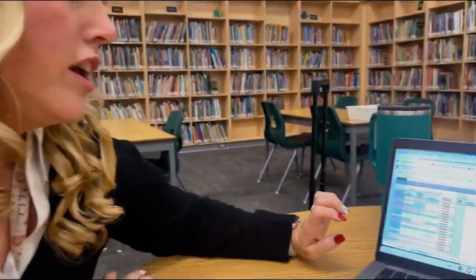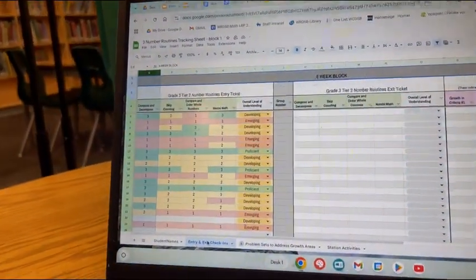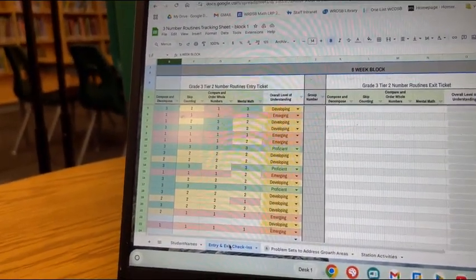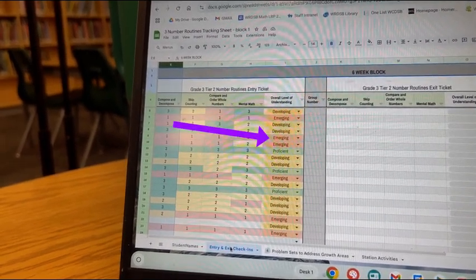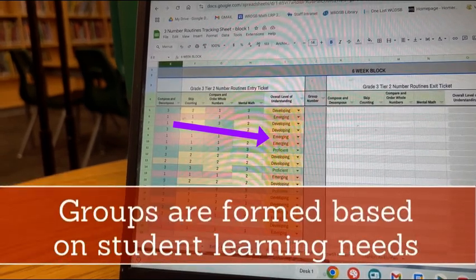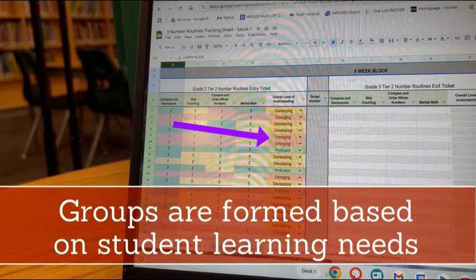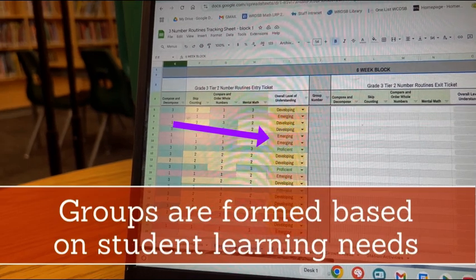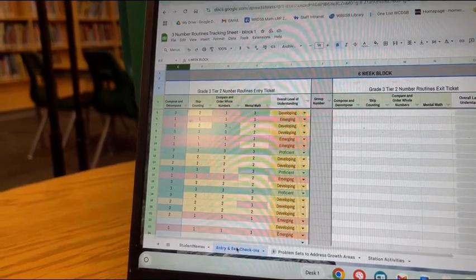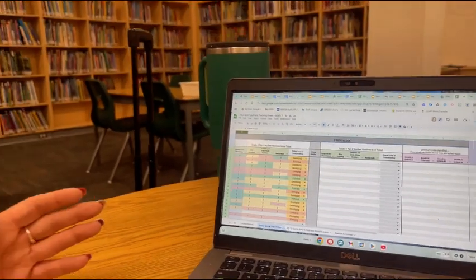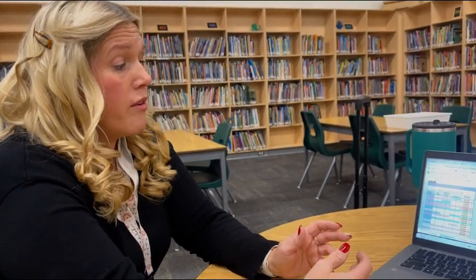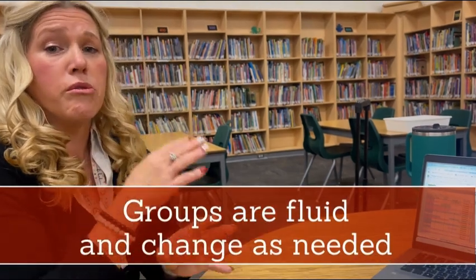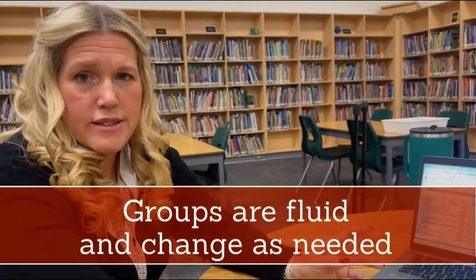If you look over here, you can see that we recorded under the number routine spreadsheet each different area that we were working on. Then we gave each student an overall general understanding. From there, we used the general level of understanding, and then we grouped our students. Throughout the unit, we also made sure that our groups were fluid, and that if we had a student who showed as emerging but was progressing faster than the other students, we would then regroup. So every week, there wasn't always the same group.